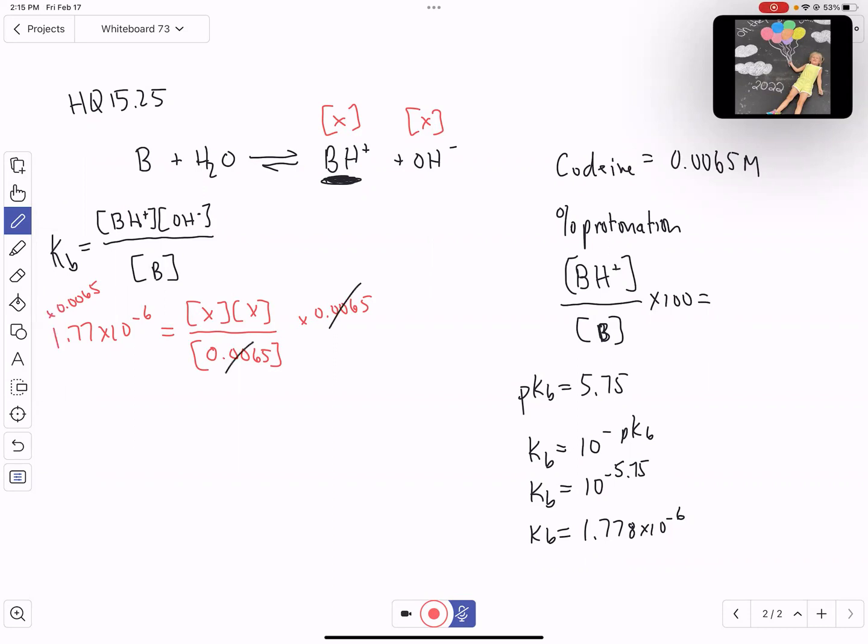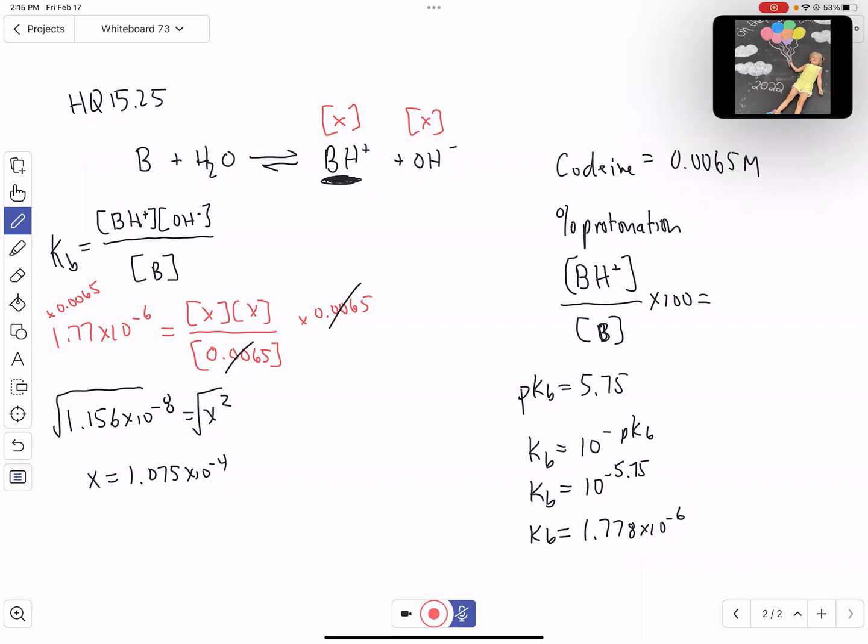That cancels out, and I'm going to get 1.156 times 10 to the minus 8 equals X squared. Take the square root of both sides because we're looking for X. Take the square root of that, and I get X equals 1.075 times 10 to the minus 4.